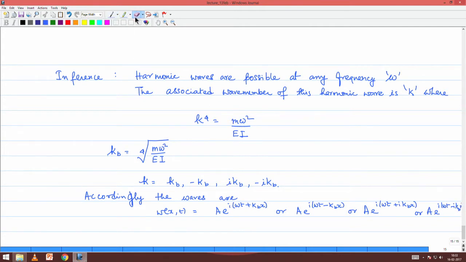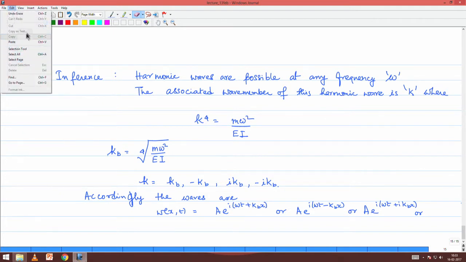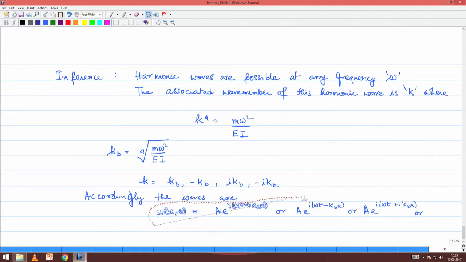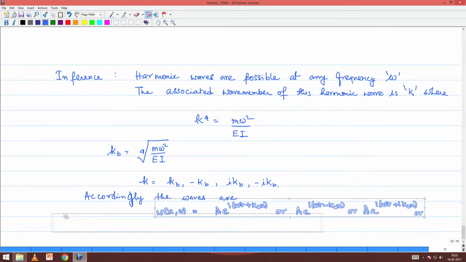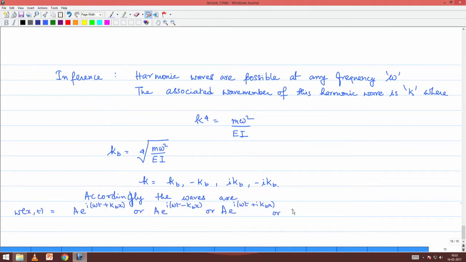It did not come out within the allotted space, so I would just need to shift this a little bit. Okay, so that was easy. A e to the power i omega t minus i kb x, right. So, these are the 4 solutions that are possible as per our derivation.